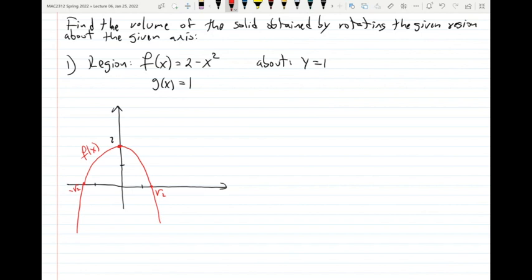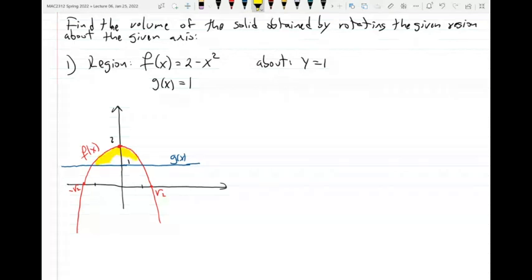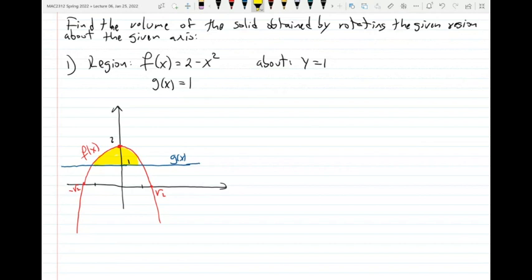Okay, so next we have the line g of x equals 1. So that's the line y equals 1, this one right here. That's a horizontal line. So this is g of x. And because it didn't say anything else, the region that we are rotating is this one right here, bounded by these two functions, between the graph of f and g. So we're talking about this region. You understand this? And we are rotating about the line y equals 1, which happens to be g.